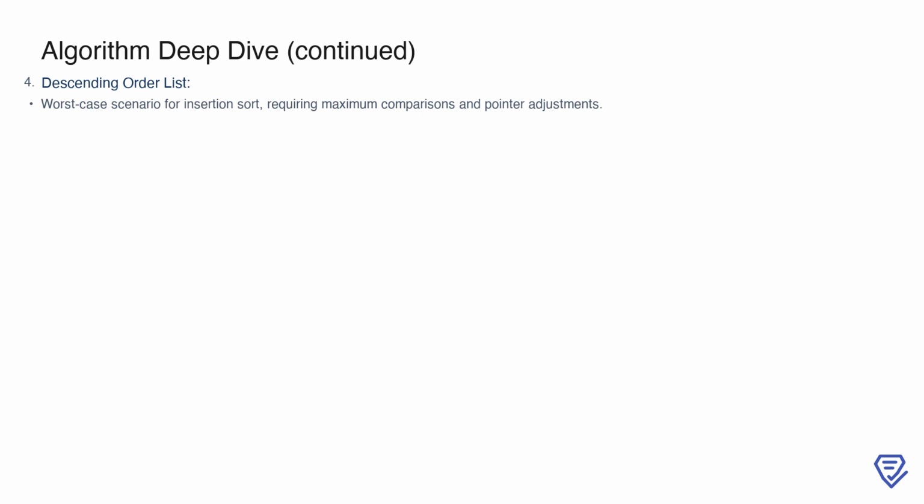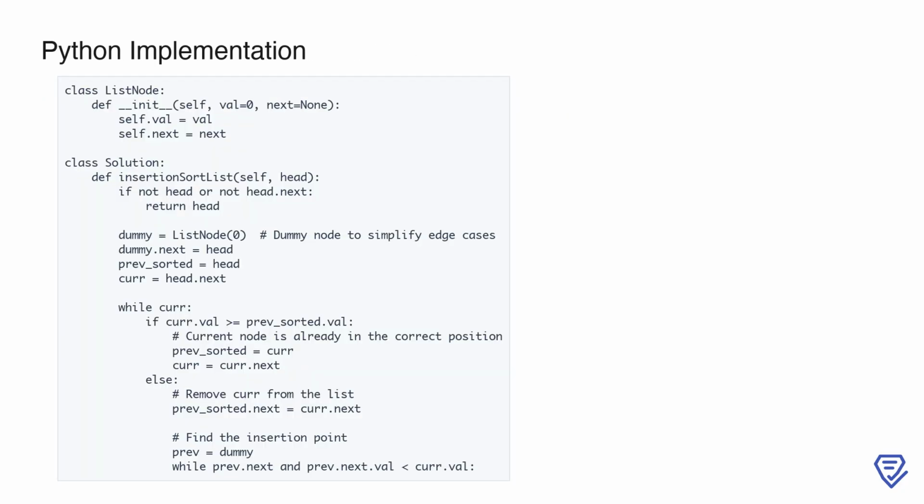Here, we begin by defining the list node class, which represents the nodes in our linked list. Each node has a value, val, and a pointer to the next node, next. Then, we move on to the solution class, where the insertion sort list method is implemented. This function takes the head of a linked list as its input and sorts the list using the insertion sort algorithm. We start by handling a couple of base cases.